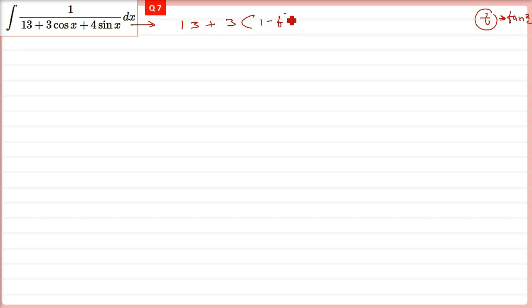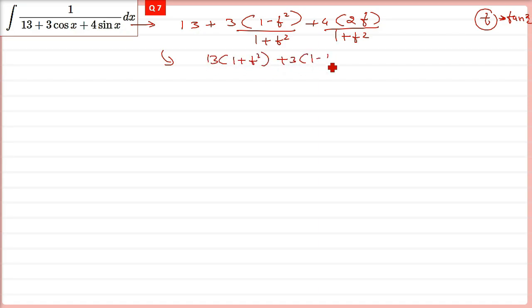So I'm writing cos x as 1 minus tan square x by 2 divided by 1 plus tan square x by 2, plus 4 sin x, which can be written as 2 tan x by 2 divided by 1 plus tan square x by 2. So let's take the LCM now. 13 into 1 plus tan square x by 2, plus 3 into 1 minus tan square x by 2, plus 4 twos are 8t, and divided by 1 plus tan square x by 2.